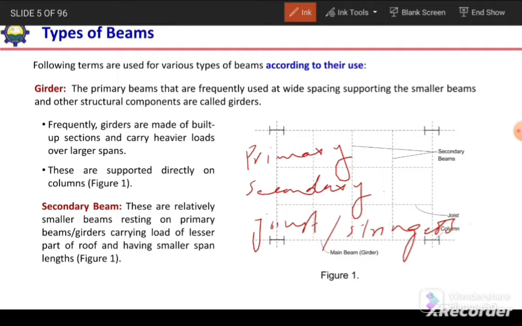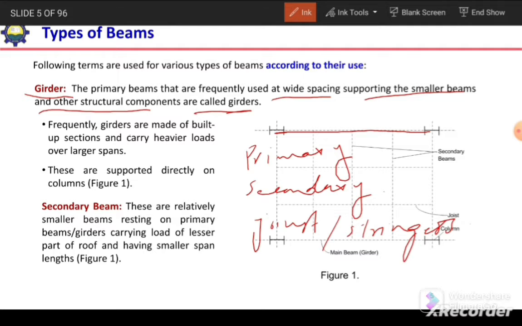So the primary beams, which are also termed as girders. In case of steel, we term it as girder. The primary beams that are frequently used at wide spacing, supporting the smaller beams and other structural components, are called girders. So these run between the columns, column to column. Their span is between column to column, and they support the secondary beams or some other structural elements.